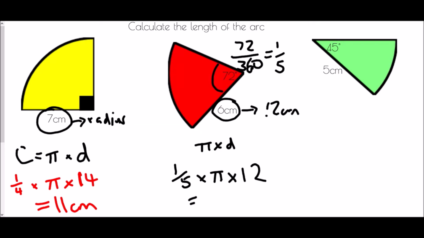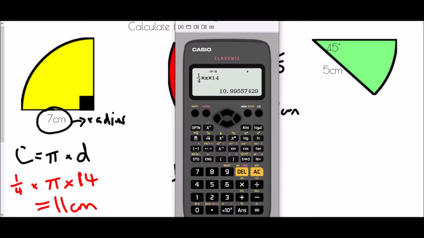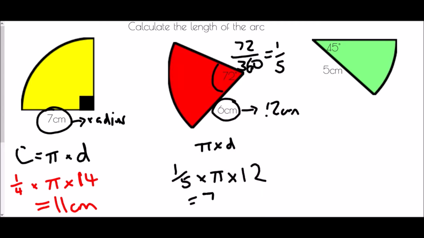And again, we're just going to grab our calculator and type that in exactly. So 1/5 times pi times 12. And that is 12 over 5 pi, which is 7.5398. If I'm going to one decimal place again, 7.5 centimetres.